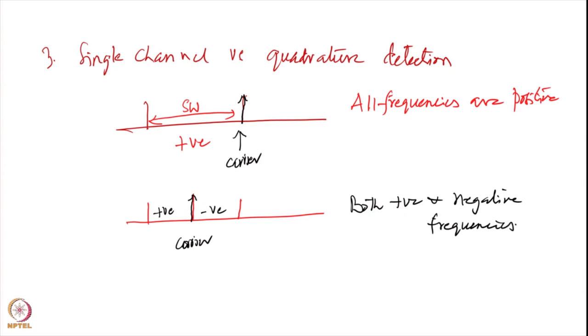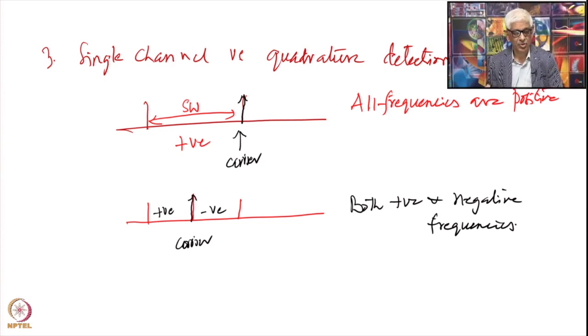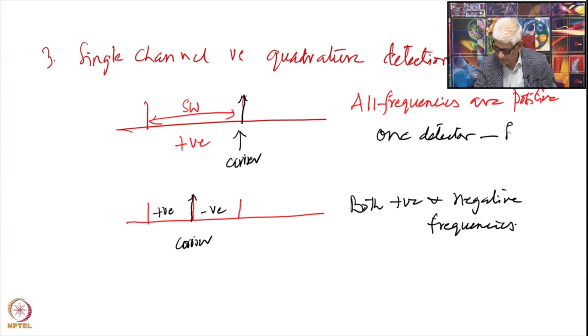So when you have this sort of a situation, where all frequencies are positive, you need to have one detector. Because all frequencies have the same sign, there will be no difficulty, there will be only one kind of signal present there. Now this is called single channel, because there is one detector.